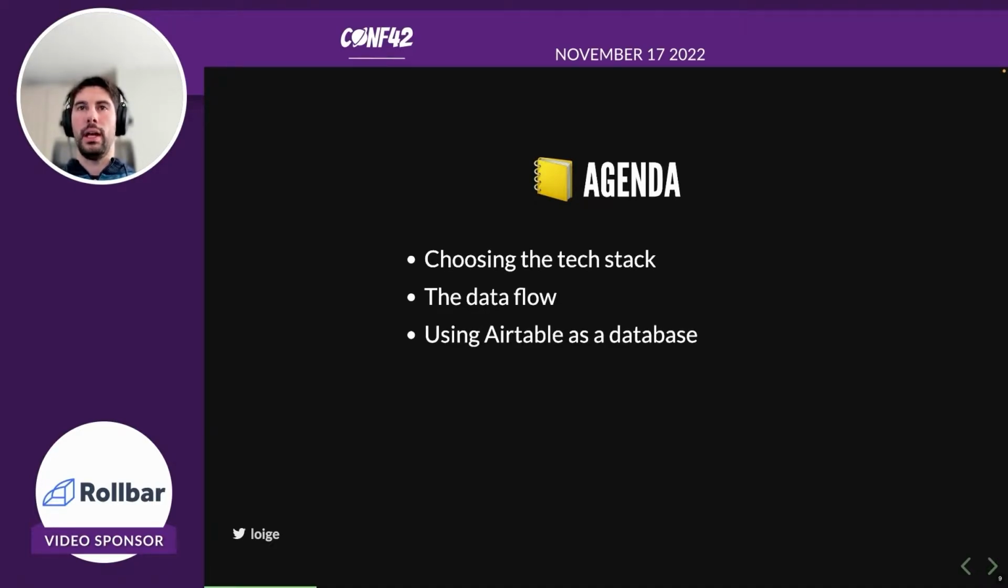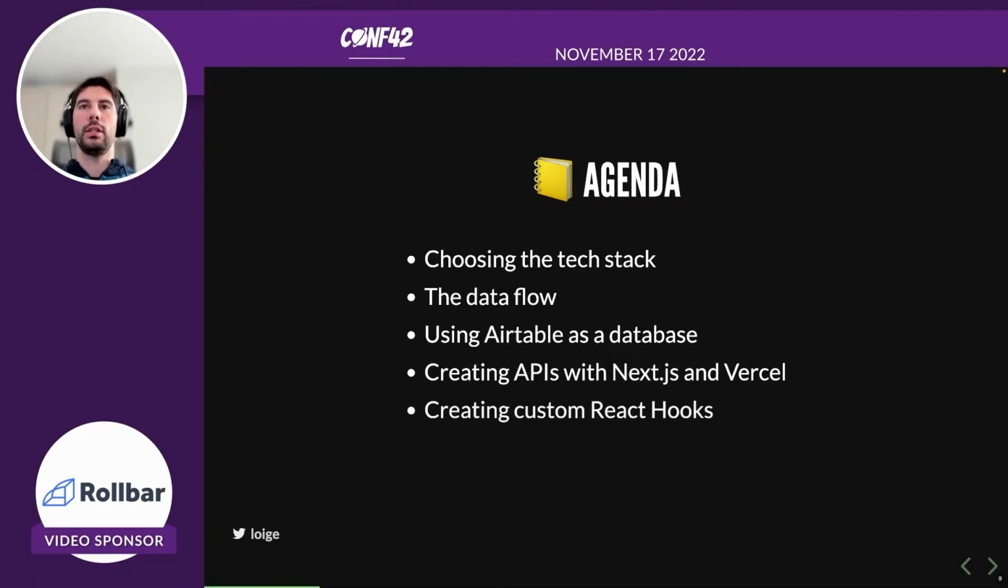We're going to be using Airtable, so we're going to discuss a little bit how Airtable works and how we can use it as a database for a web application. And then we are going to be looking into Next.js and Vercel, which are the other two components that we are going to be using in our architecture. So we want to see how to create APIs with Next.js. We want to also create a custom React hook for authentication. So we're going to be discussing all of that.